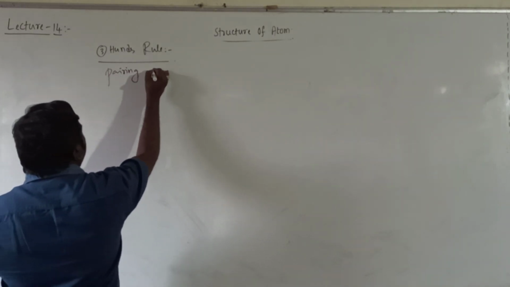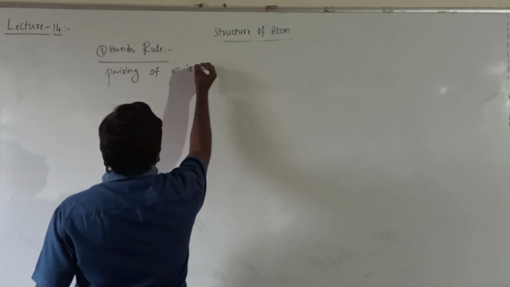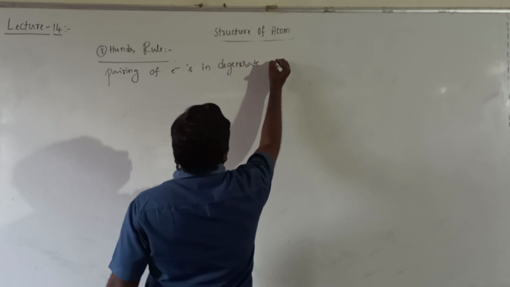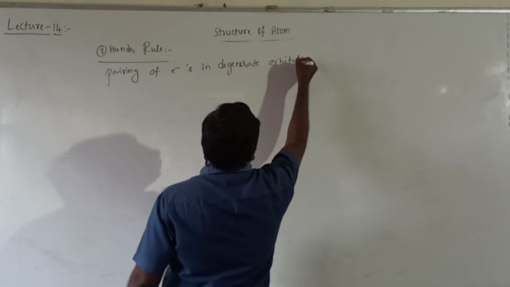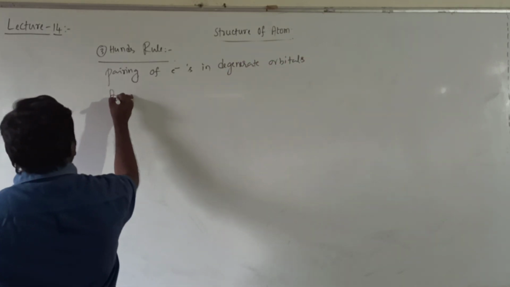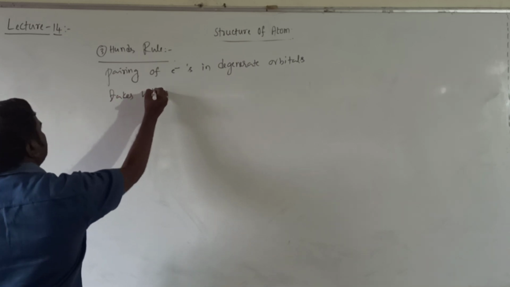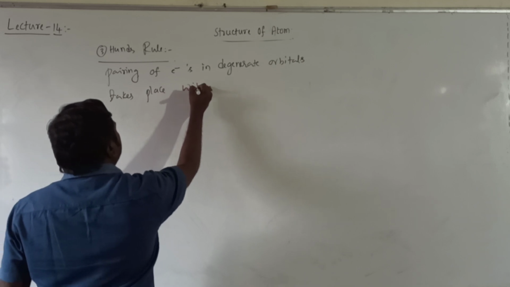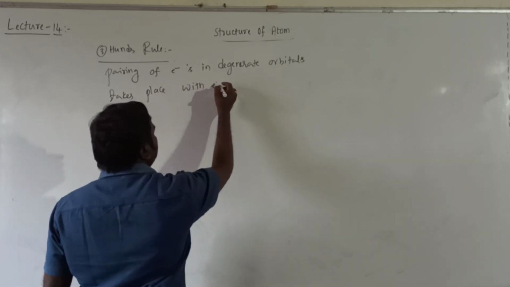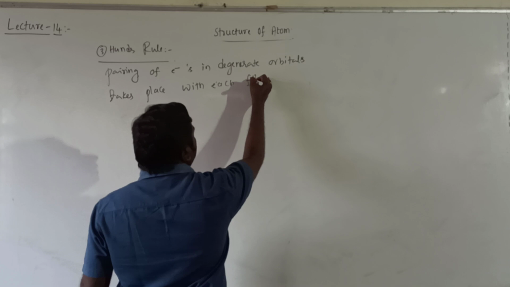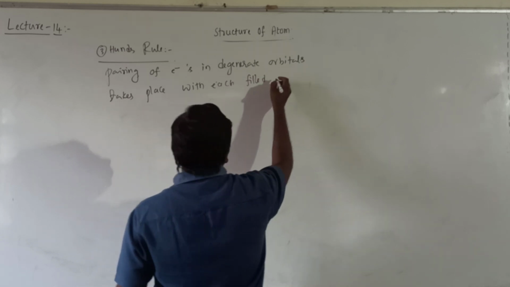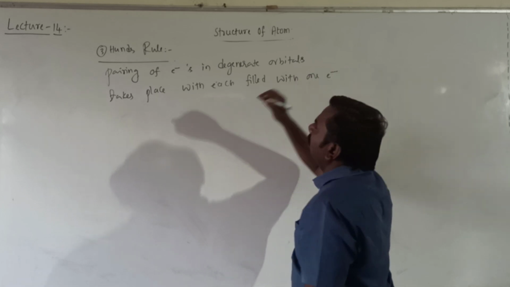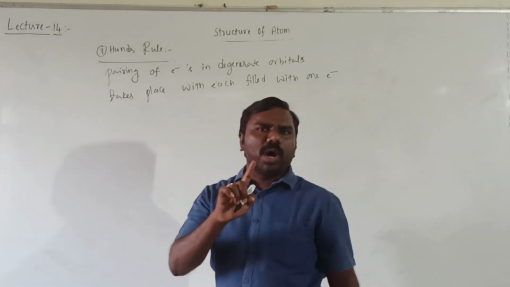Pairing of electrons in degenerate orbitals takes place only after each orbital is filled with one electron.